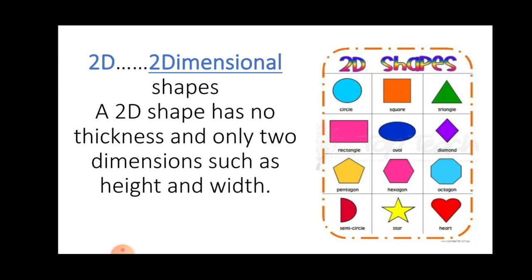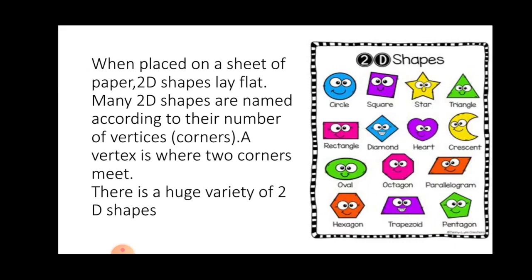And students, can you observe that different shapes have straight lines, some have curves, some have both straight lines and curves? For example, heart. You can see 2 curves and 2 straight lines in a heart. Now these are also 2D shapes. You can see different faces, happy faces. So when placed on a sheet of paper, 2D shapes lay flat.